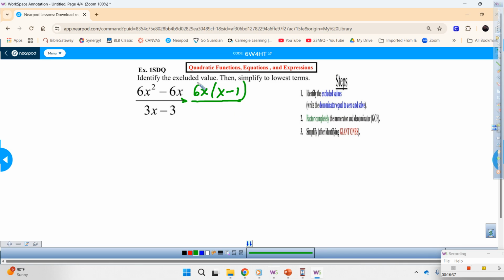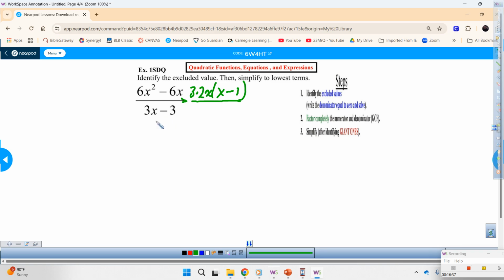However, look up, guys. Can we factor the 6 anymore? Tell your neighbor what to write instead of 6. Gabriel, what do we write instead of 6? 3 times 2, or 2 times 3. There it is. Now the factors for the denominator, GCF.